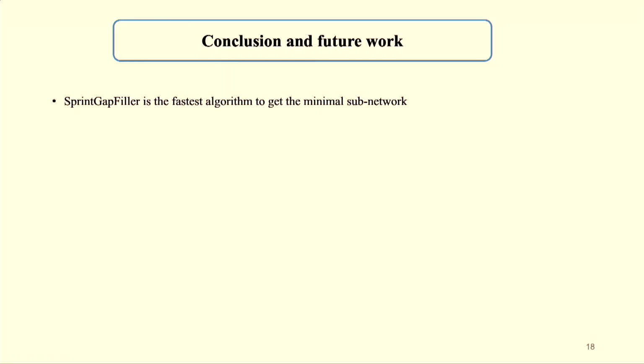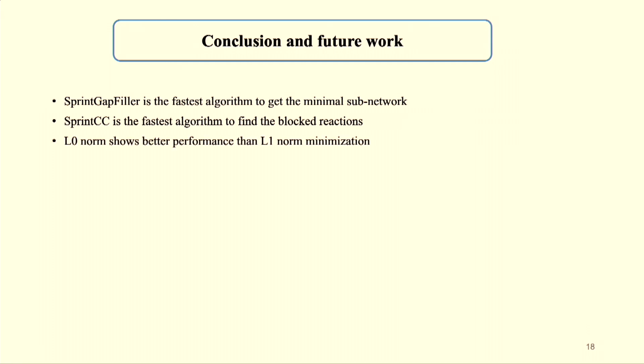With respect to conclusion and future work, we have shown that SprintGapFiller is the fastest algorithm to get a minimal subnetwork, and SprintCC is the faster algorithm to find all the blocked reactions in a given metabolic network. And L0 norm shows better performance than L1 norm minimization.